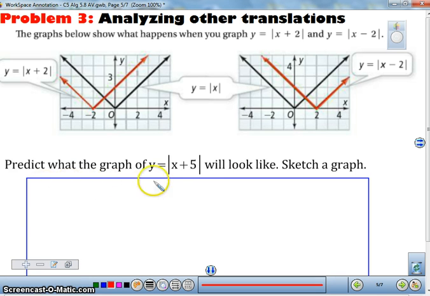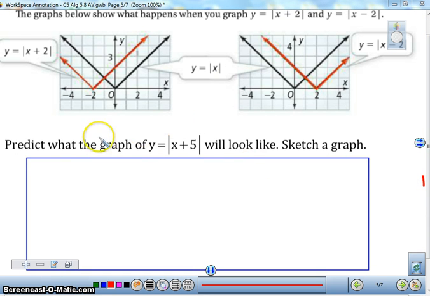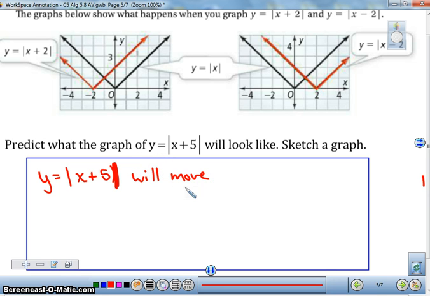So it says, well, what could we predict then about this graph? I want you to make that prediction right now. What's going to happen to this graph from our parent? So we would want to be thinking, try it on your own first. Y equals the absolute value of x plus 5, and that is an absolute value sign, will move. Try it on your own, then we can look at my prediction. 5 units, if we are looking at it, to the left. 5 units to the left.